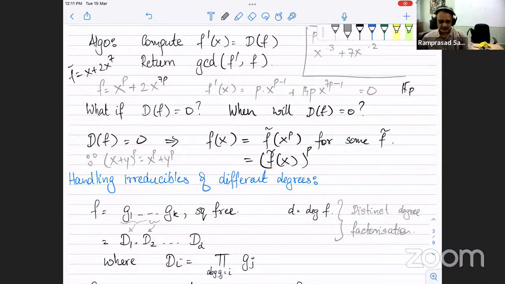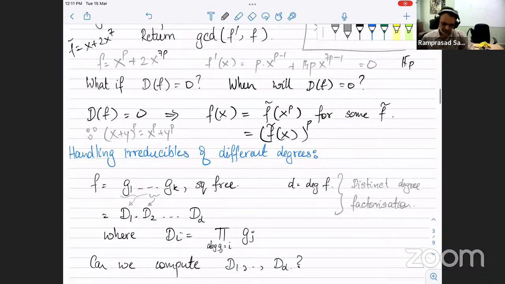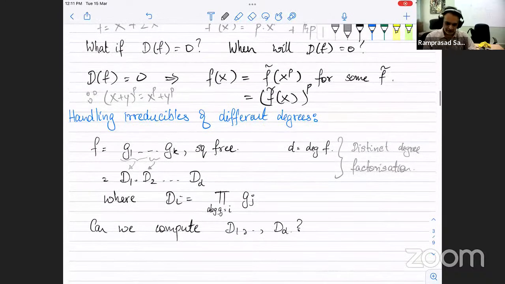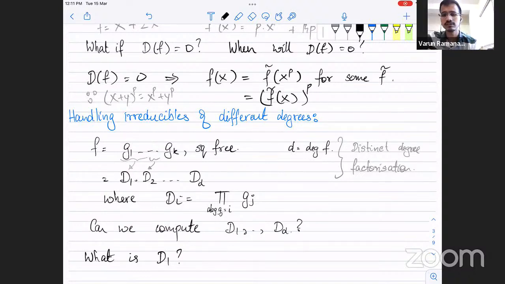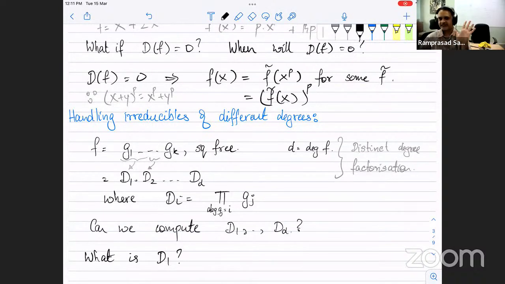Okay. So let's ask ourselves, can we compute d1 through dd efficiently? Here is the first question. What is d1? d1 is just a product of linear factors. It's a product of all linear factors that are present in f, like all factors of the form x minus alpha that happen to be present inside f. So how do you extract just those out?